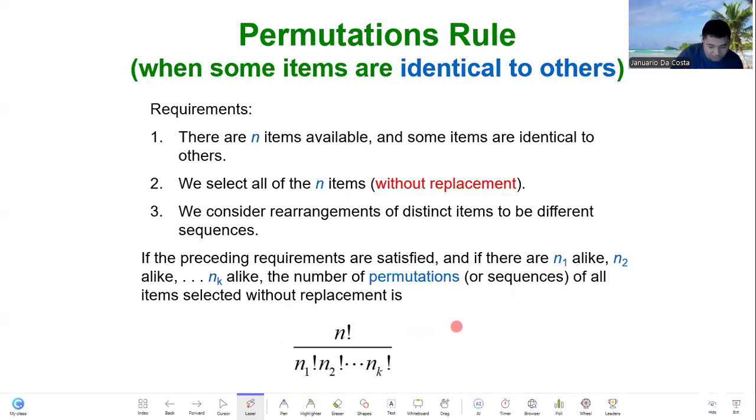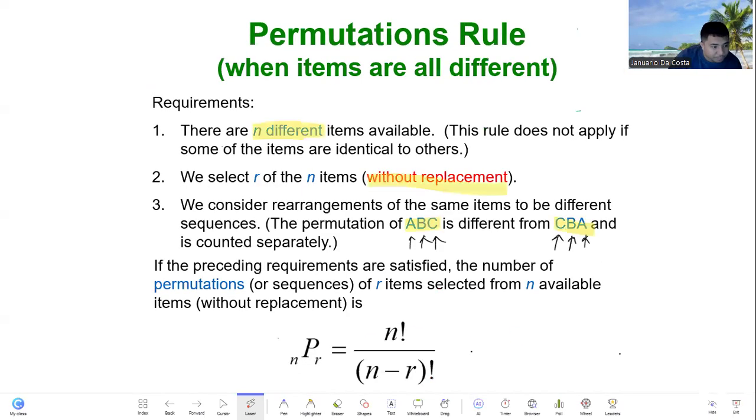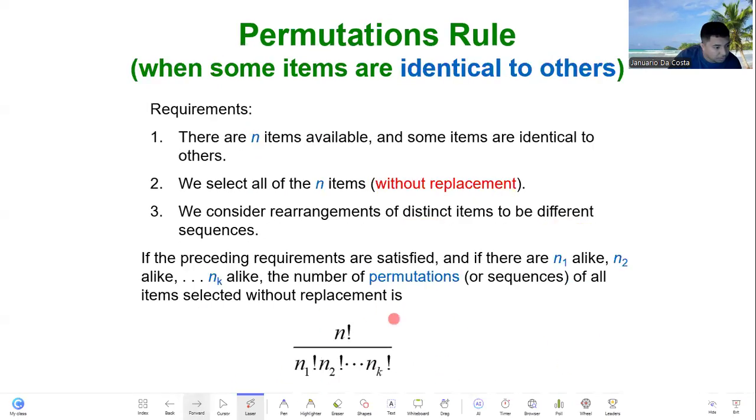So you have two formulas now. This is one formula. And another formula is this one. This is another formula. Okay?